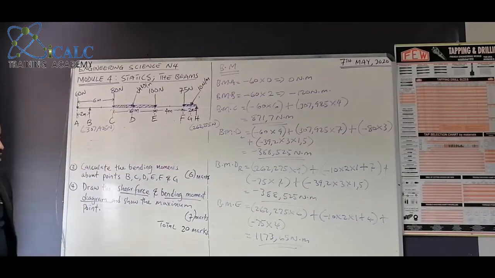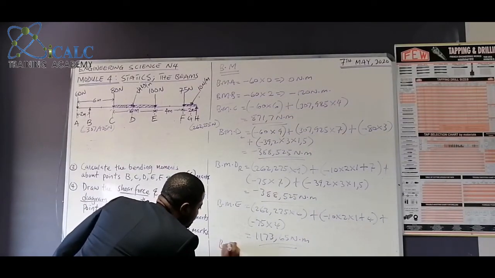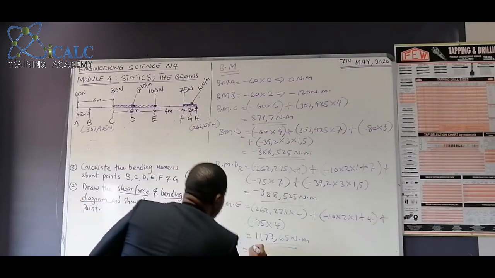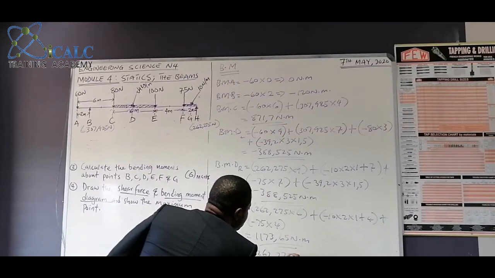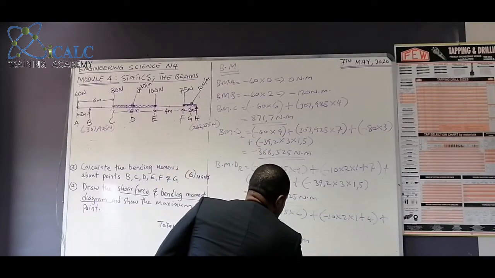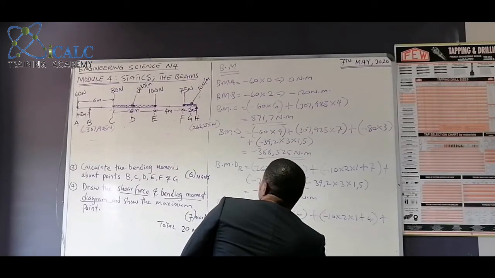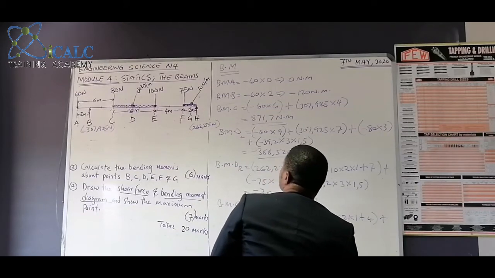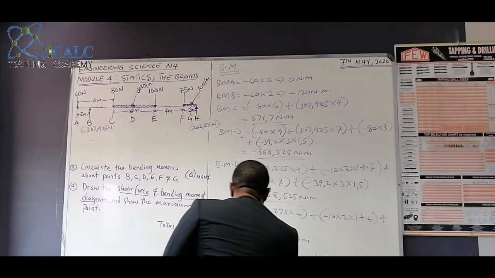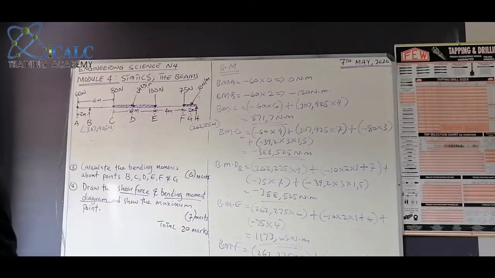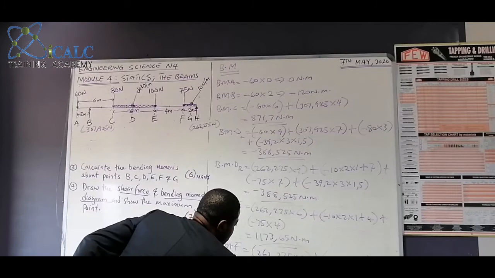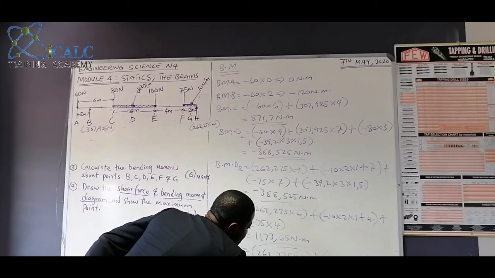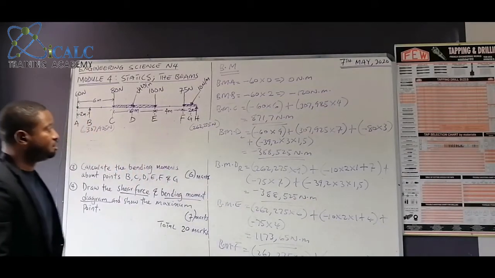And then our BMF shall give us, this is BMF, we have 262.275 multiplied by 2 plus minus 10 by 2 by 1. And that will give us 504.55 Newton meter.